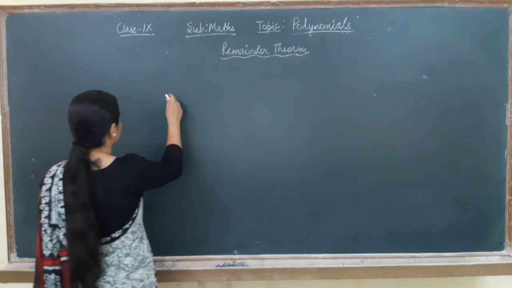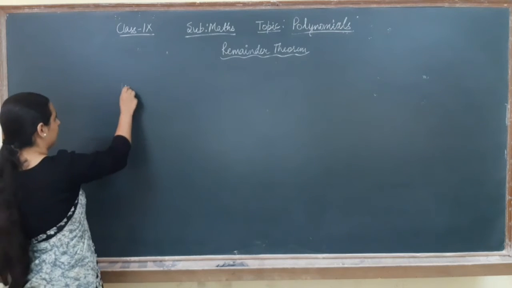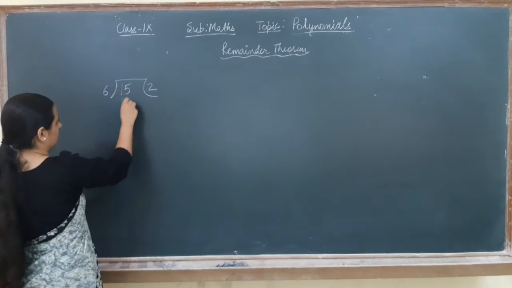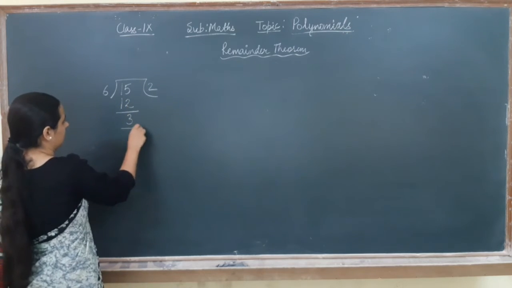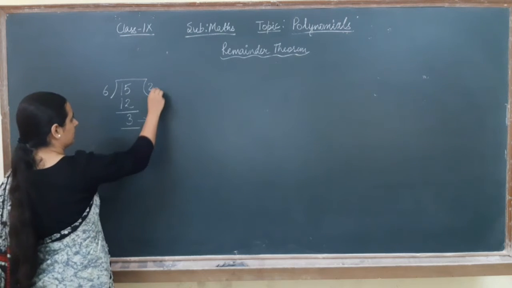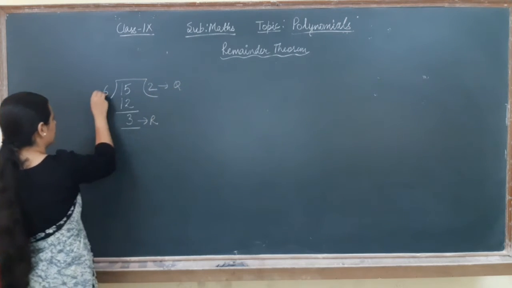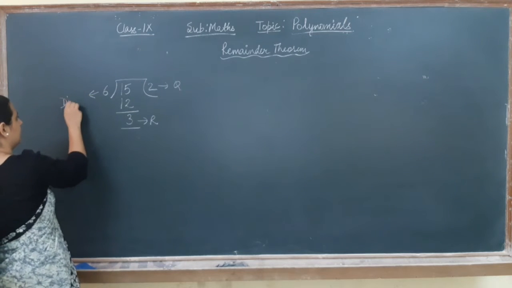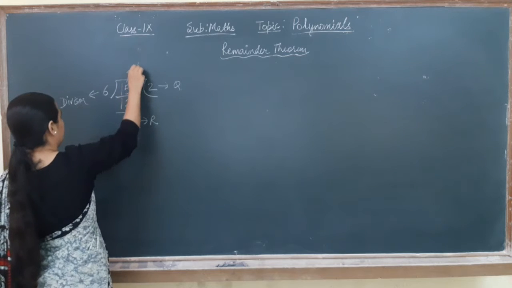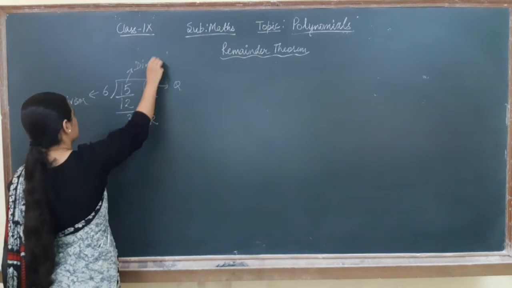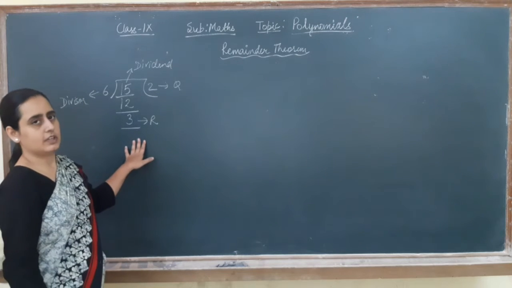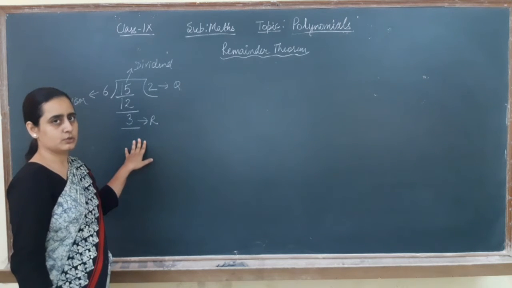If I say that I divide 15 by 6, now if we talk about the remainder here, this is remainder, this is quotient, this is divisor and this is the dividend. Fine. In junior classes we have studied about this. Same thing we follow in polynomials also.